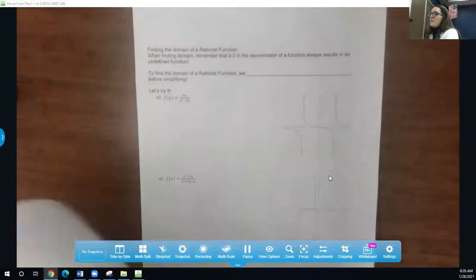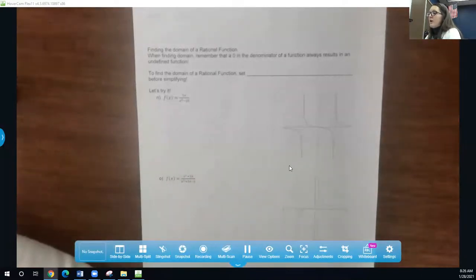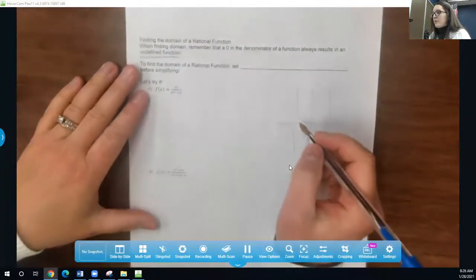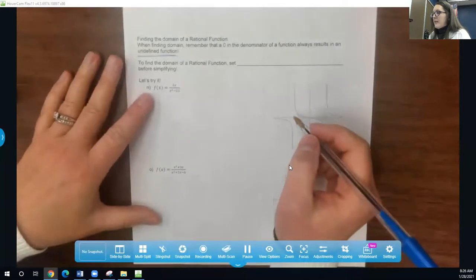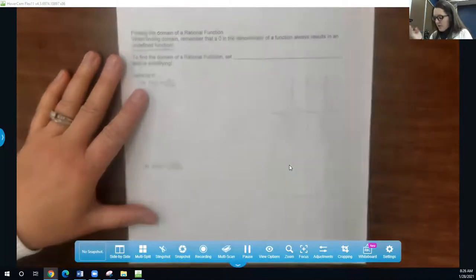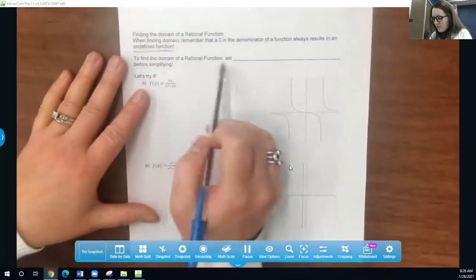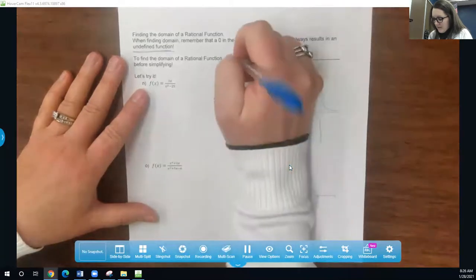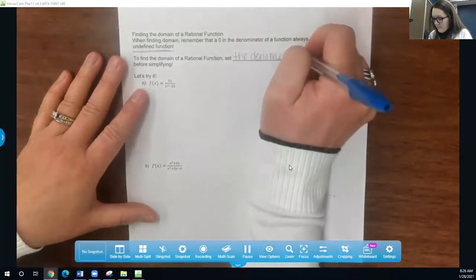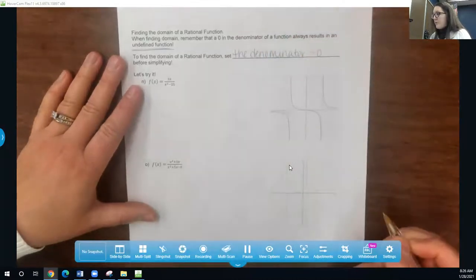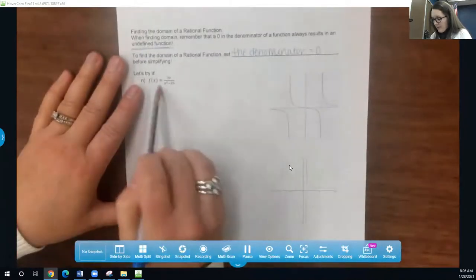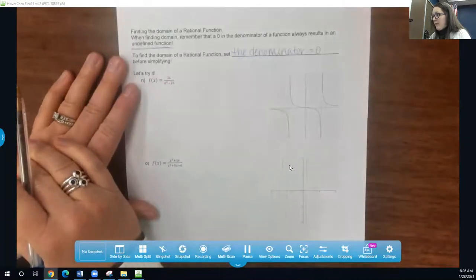When finding a domain, remember that a 0 in the denominator of a function always results in an undefined function. So if I have an x value that results in a 0 in the denominator, then it's going to be my asymptote, or it's going to be a hole. And we'll continue to talk about that. So to find the domain of a rational function, set the denominator equal to 0 before simplifying. Before we simplify this, we want to see what our domain values are, okay?